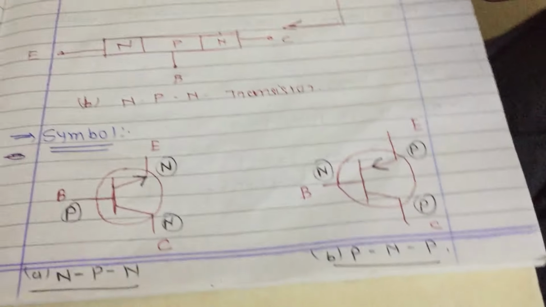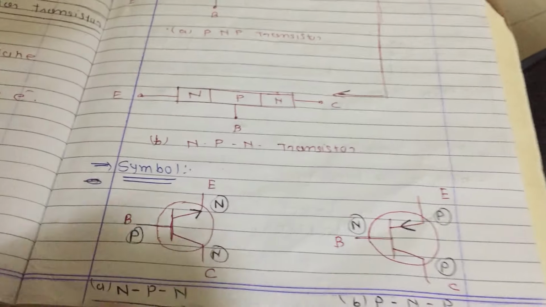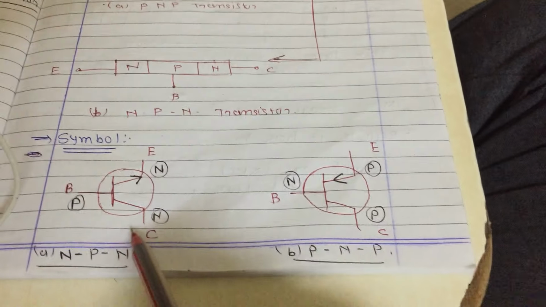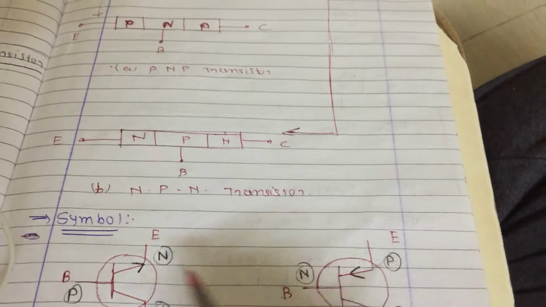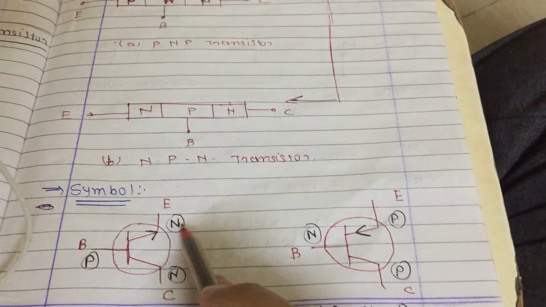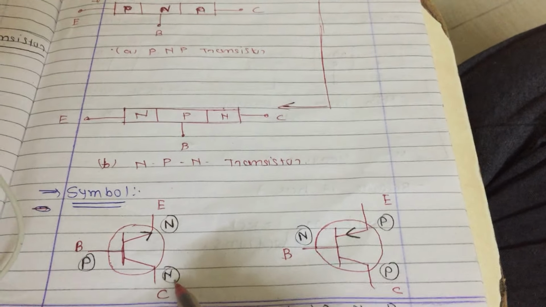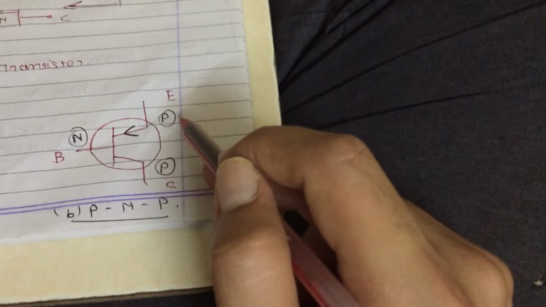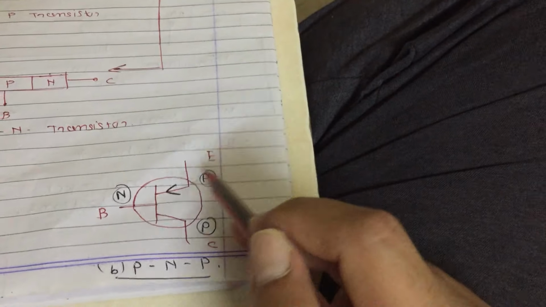Now we will see the symbol of PNP and NPN transistor. You can see that in both constructions three terminals are available. One is emitter, second one is base, third one is collector. Same here, emitter, base and collector. This is the symbol of NPN, so put here N, P and N. P comes between two n-type layers. Same, this is the symbol of PNP, so n comes between two p types, so here P and P.